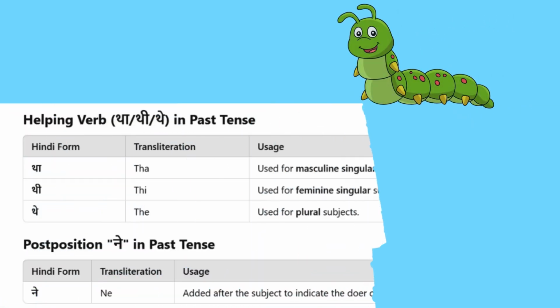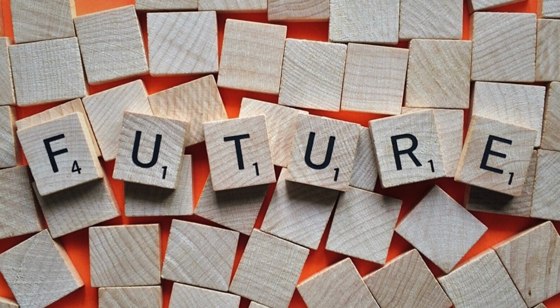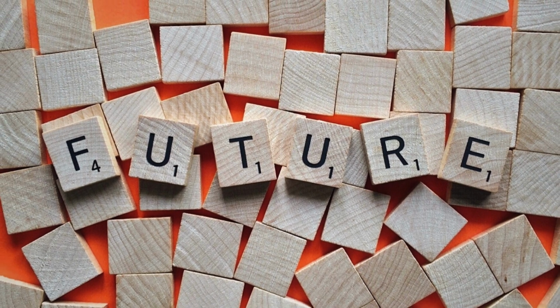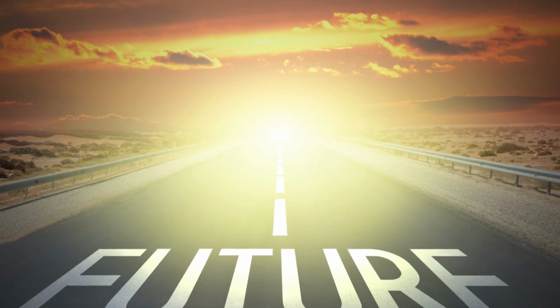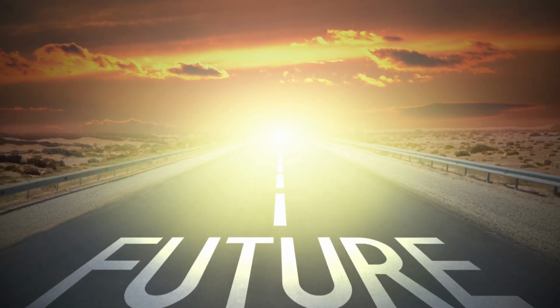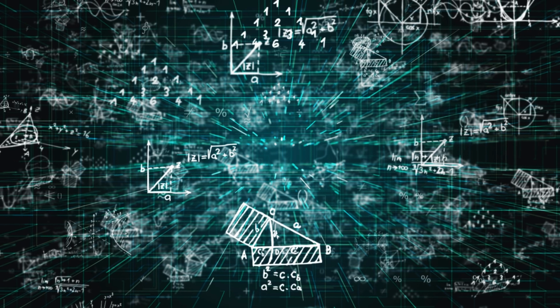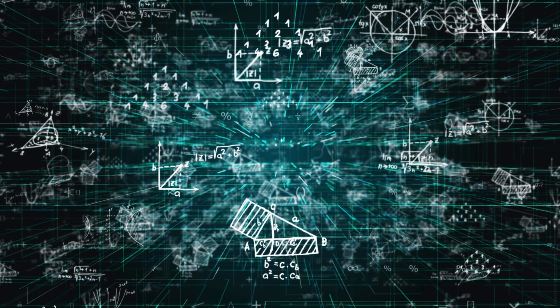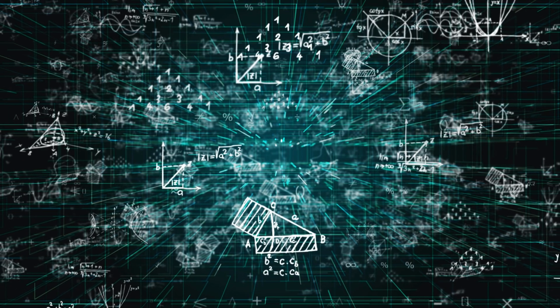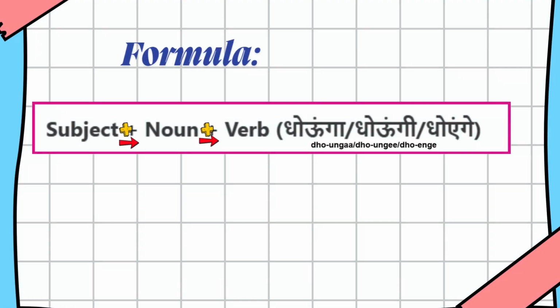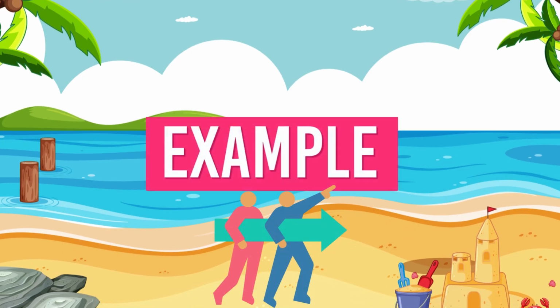Now friends, now that we've completed the past tense, let's move on to the future tense. Future tense is used for actions that will happen in future. And there's a very simple, short formula that you have to memorize to say these sentences properly. The formula is subject plus noun plus either धोऊंगा, धोऊंगी or धोएंगे. And here your sentence is complete. Let's understand with the help of some examples.